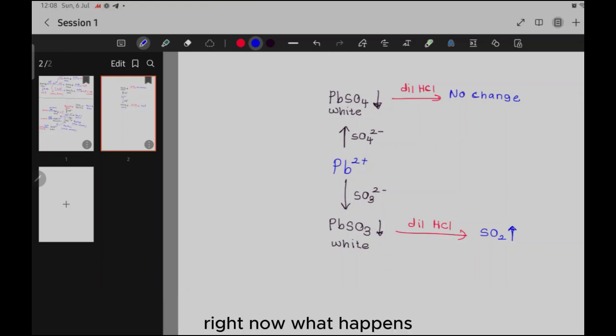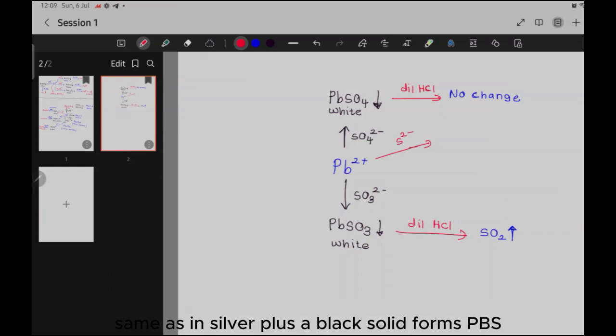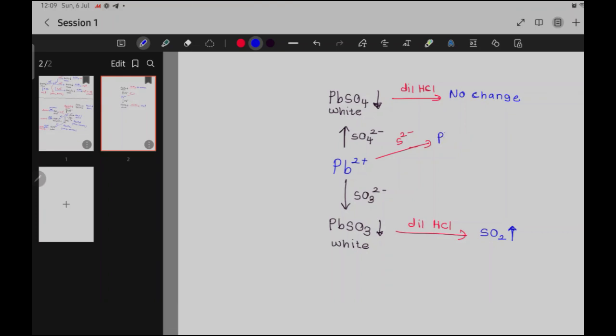Now what happens? The next sulfur containing fellow is S2O3 2-. Before that we'll go with sulfide ions, S2-. What happens when you add S2-? Same as in silver, a black solid forms, PbS. PbS is formed, which is a black solid.